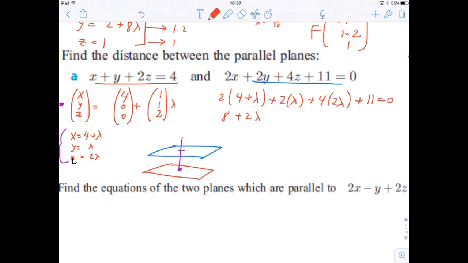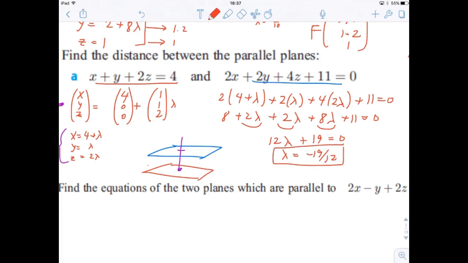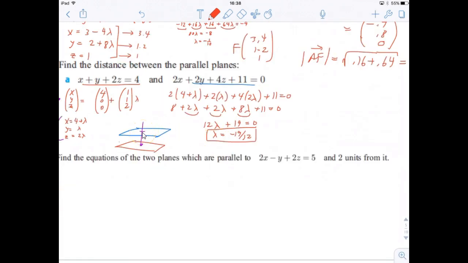8 plus 2 lambda plus 2 lambda plus 8 lambda plus 11 equals 0. So 2 lambda plus 2 lambda plus 8 lambda is 12 lambda. 8 plus 11 is 19. So 12 lambda equals negative 19. Lambda equals negative 19 twelfths. So this point here that's on the blue plane can be found by doing 4, 0, 0 plus 1, 1, 2 times negative 19 twelfths.